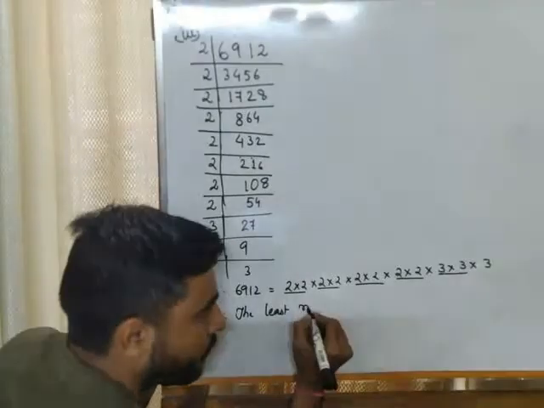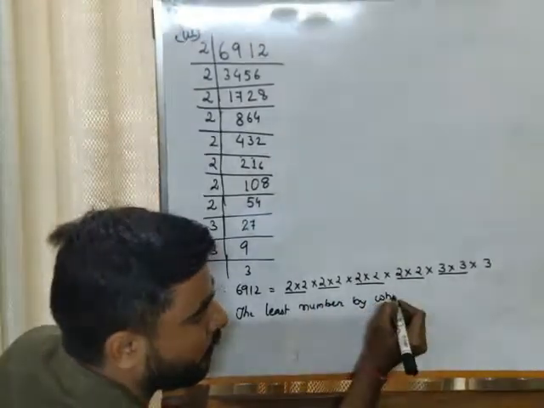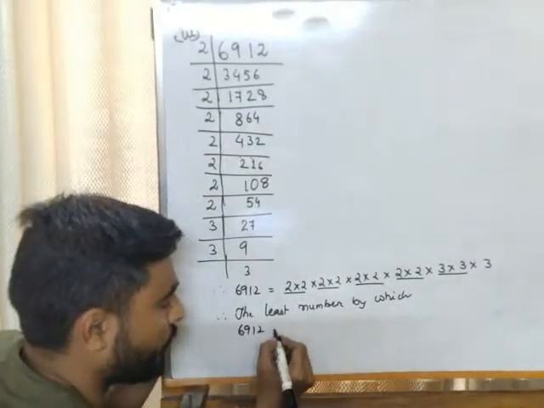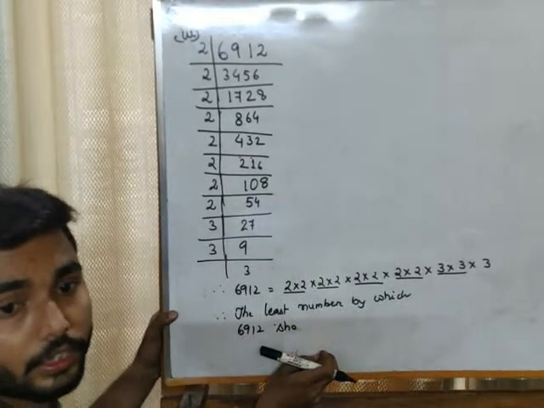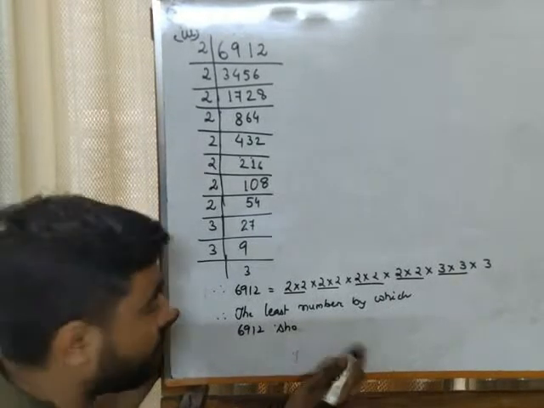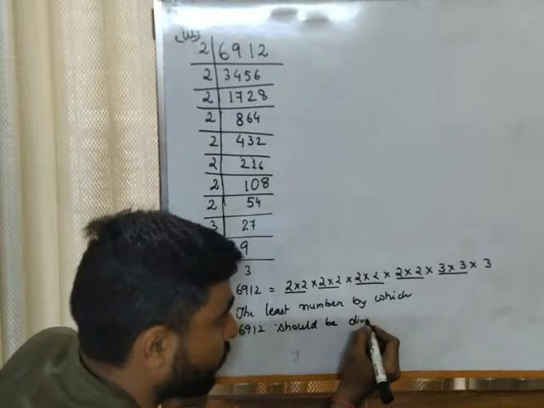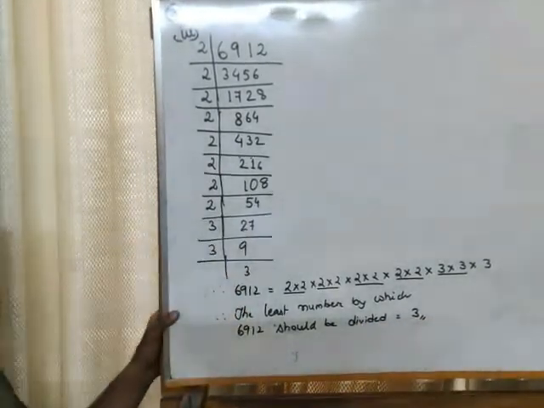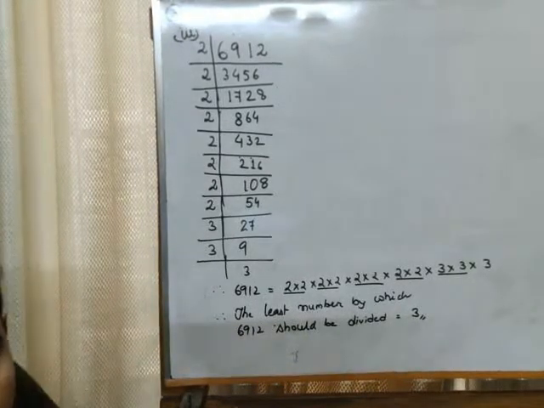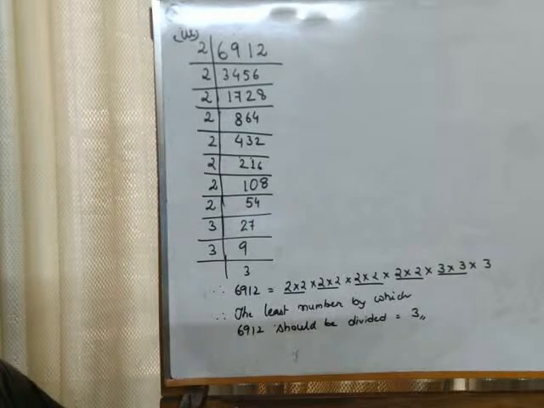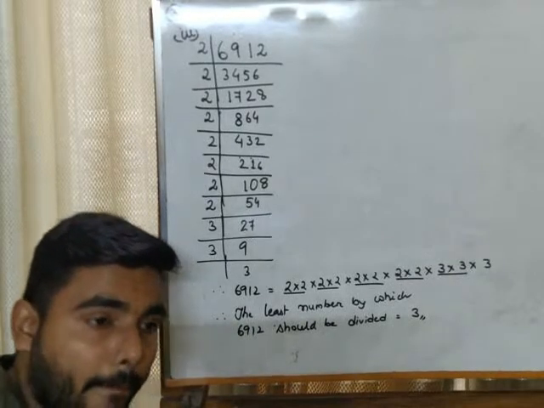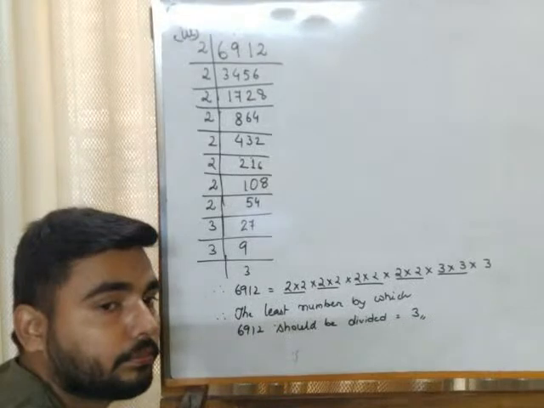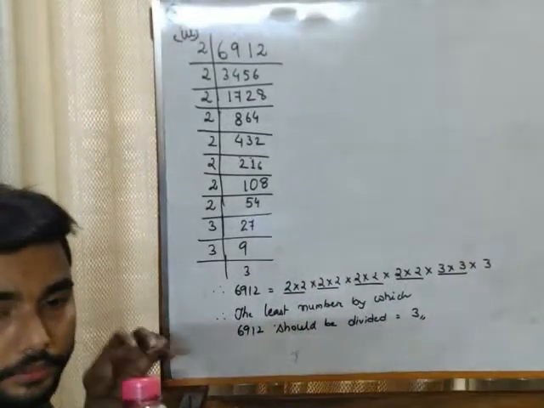Yes, correct. The least number by which 6912 should be divided. Yes, Brishti correct. Shreyansh, you are correct. Lucky, you are correct. Others from the school? Yes, correct. Yes, Charu, correct. Yes, correct. Dushanto? Yes, Nivedita, you are correct.